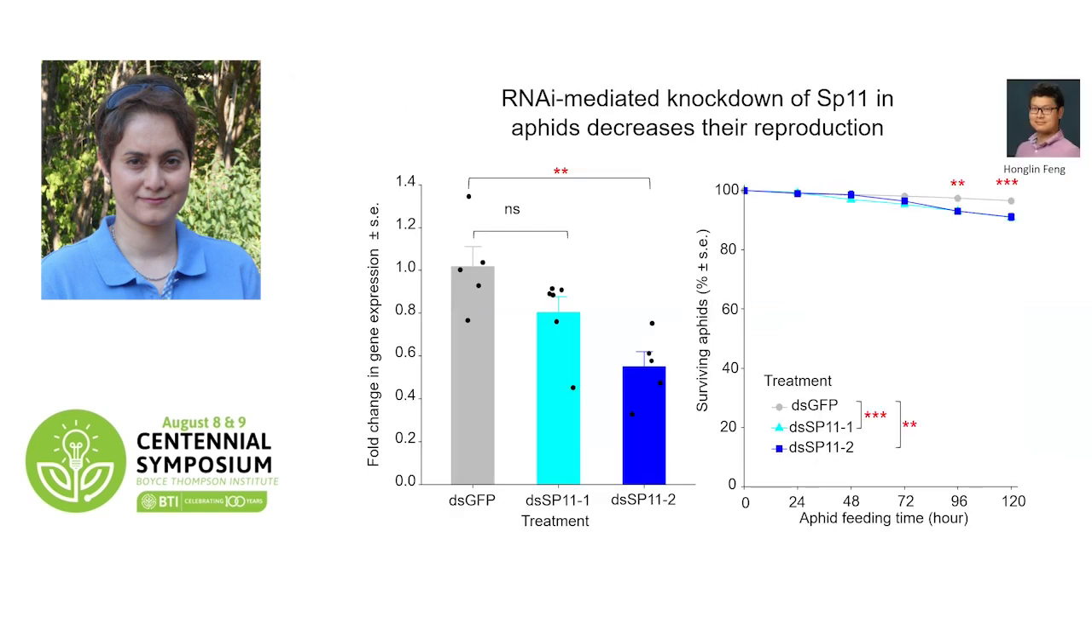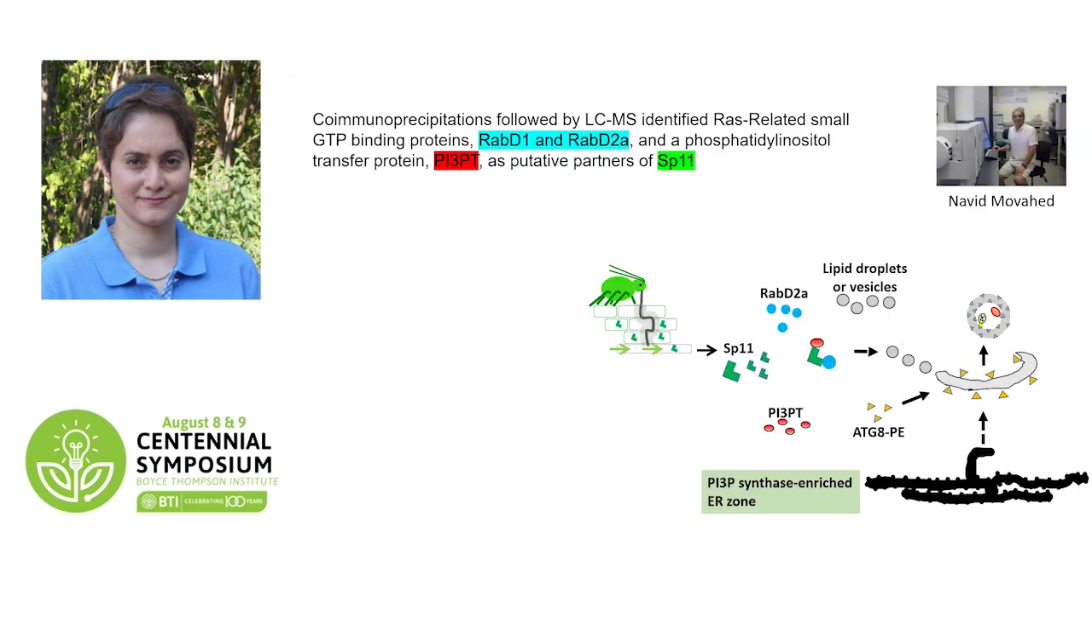So I also knocked down the protein inside the aphid body using RNAi, using two different constructs. This is the gene expression, indicating that they were knocked down. And in collaboration with Hong Lin, a former member of our lab, we did some survivorship assays. It turned out that the aphids that didn't have SP11 or had less SP11 had decreased survivorship relative to the aphids that didn't have the RNAi construct. So this so far indicated that SP11 is secreted by aphids into the plant cell, is helping the aphid, and is co-localized with an autophagy marker.